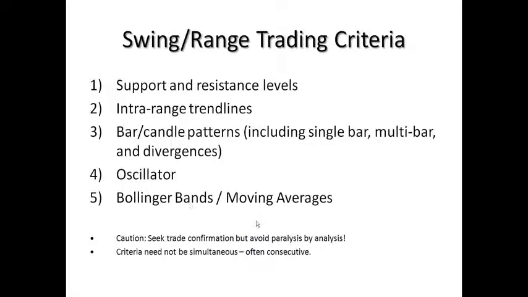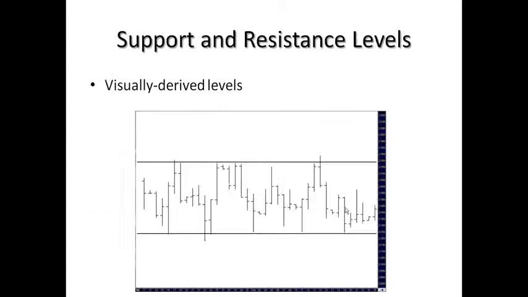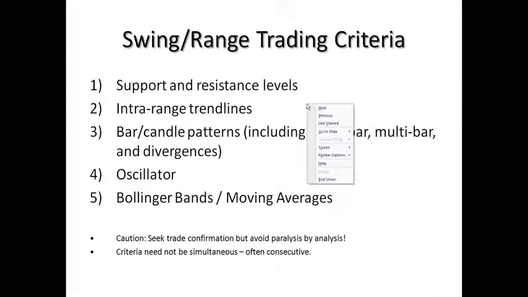Okay, now, you can also use Bollinger Bands or moving averages. Oftentimes, Bollinger Bands and moving averages can be used to denote potential turns in the market within a range trading situation. Okay. Now I'm going to go through each of these one by one real quick, and then I'm going to show you on the charts. Okay. So these criteria.